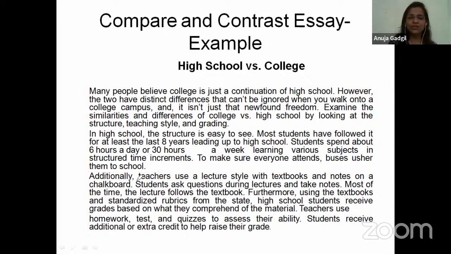Teachers give you lectures, but the textbooks are bibles. Teachers also use textbooks seriously, strictly, religiously. Students ask questions and they take notes. There is a standardized rubric, a fixed pattern of studying in a high school, and each and every student has to follow it. There is homework, there are tests, there are quizzes. This is the structure of academics in school life.